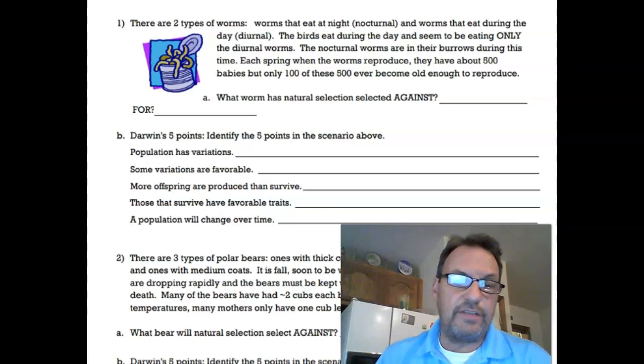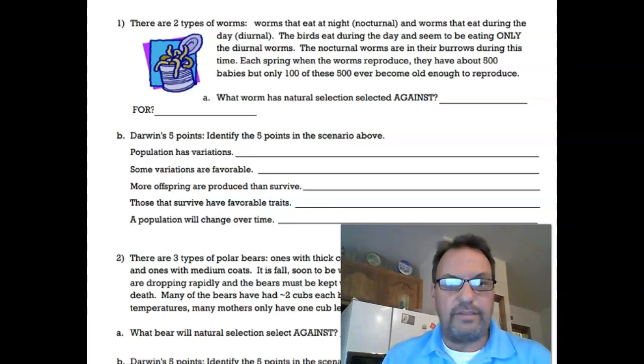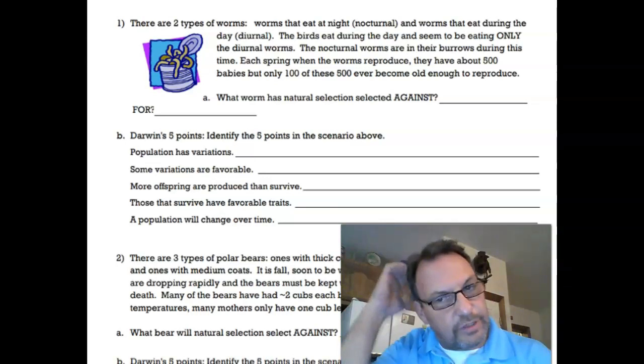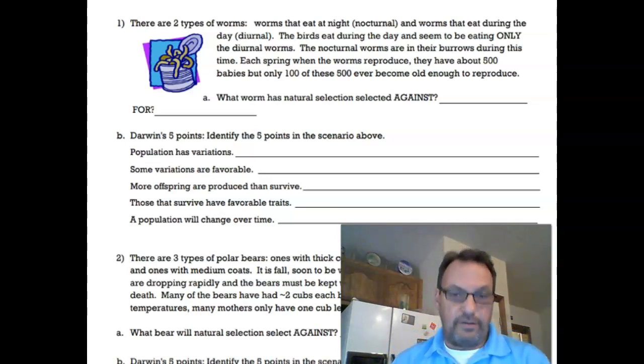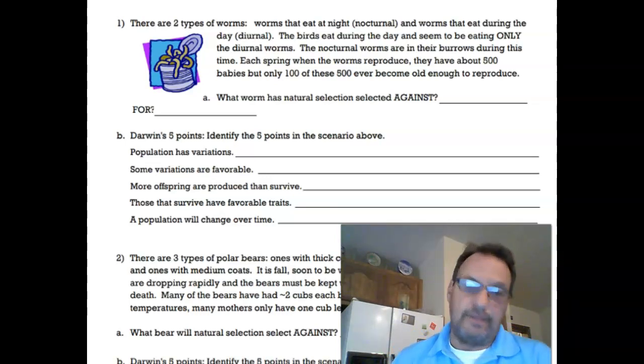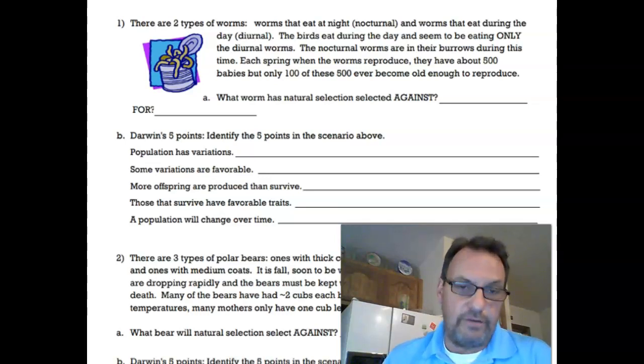And then those that survive have favorable traits. I think common sense is going to tell you that the ones that are surviving are those that are nocturnal, and so those are the ones that are going to be able to reproduce. And so how will the population change over time? Well, the nocturnal ones, there's going to be more of those than there are of the diurnal worms.